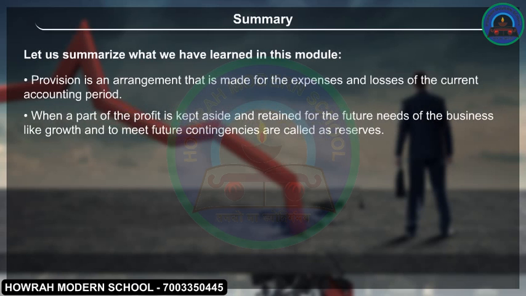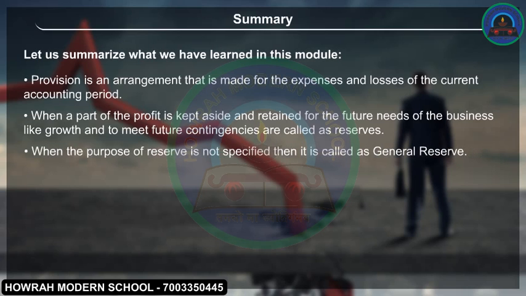When a part of the profit is kept aside and retained for the future needs of the business like growth and to meet future contingencies, it is called a reserve. When the purpose of the reserve is not specified, then it is called a general reserve.